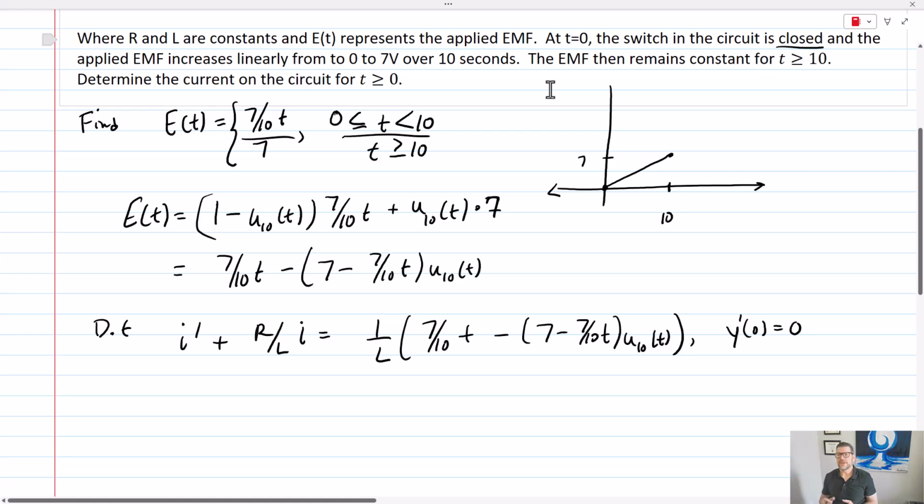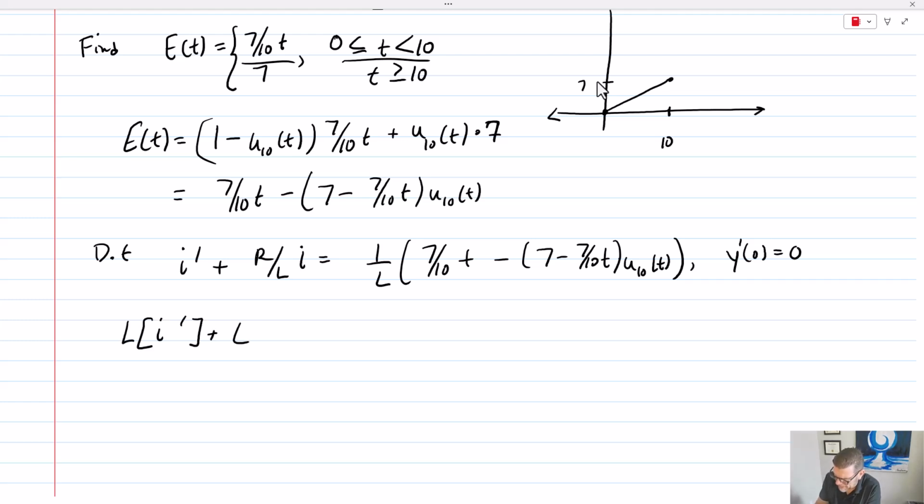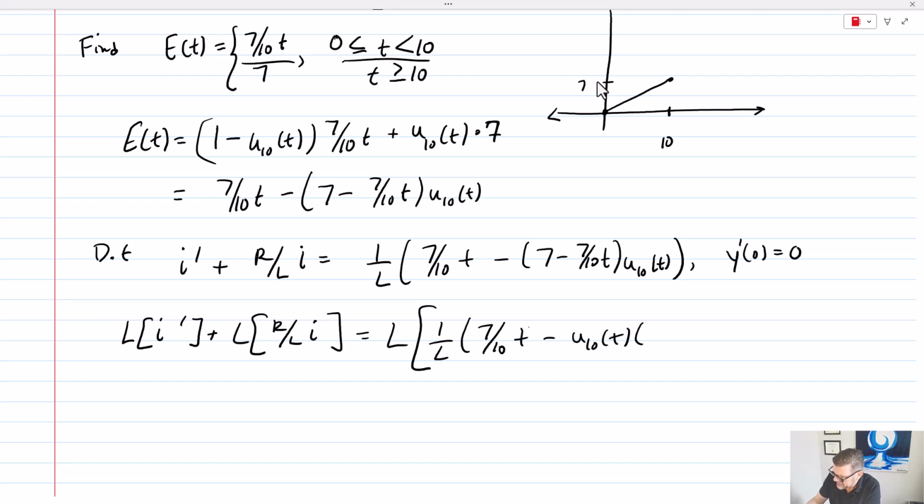Now I'm going to utilize Laplace transforms in order to find the solution to the differential equation. So I'm going to take the Laplace transform of I prime plus the Laplace transform of R over L times i, equals the Laplace transform of 1 over L times 7/10 t minus u10 of t times 7 minus 7/10 t.